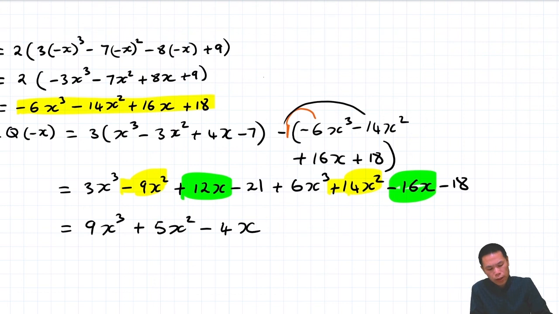Then the constants, okay, negative 21 minus 18. So negative 21 minus 18 is just same as 18 plus 21, so which is 39. But instead of 39 it is negative 39.